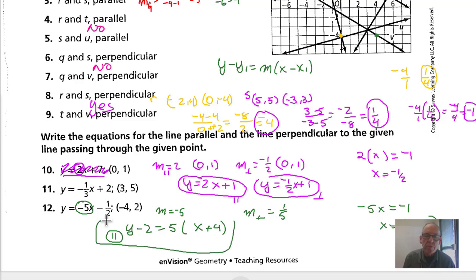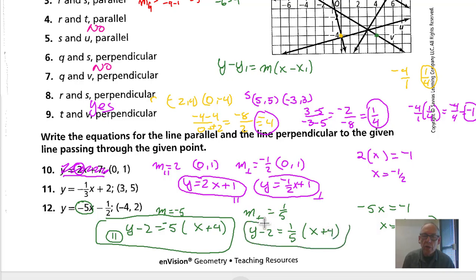And I want to do the same thing for the perpendicular line. So I need to use the other slope, which is, this was a negative 5, not a positive 5, negative 5. The other one is a 1/5. It's going to be the same thing. y minus 2 equals 1/5, there's the perpendicular slope, times x minus negative 4, which is plus 4. So here we have the equation of the perpendicular.